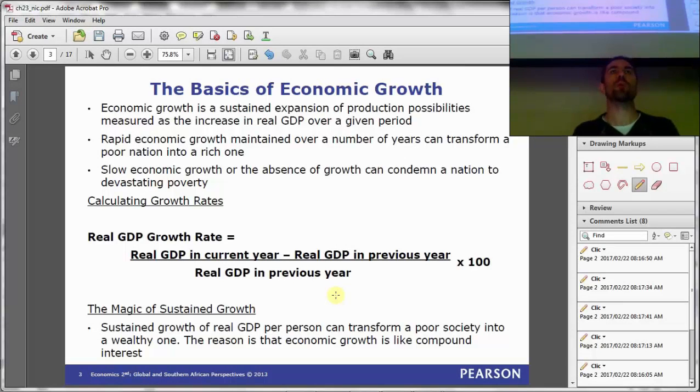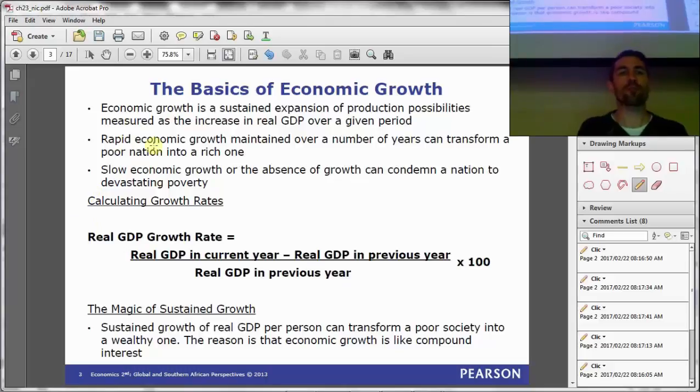So GDP, why are we interested in GDP? Because GDP is like a proxy measure for how well we are doing. If GDP is growing, on average, that means people in the economy are doing better. Their standard of living is improving in general.